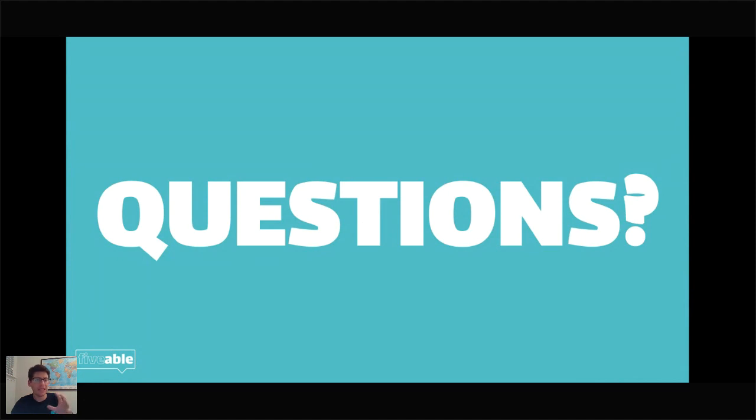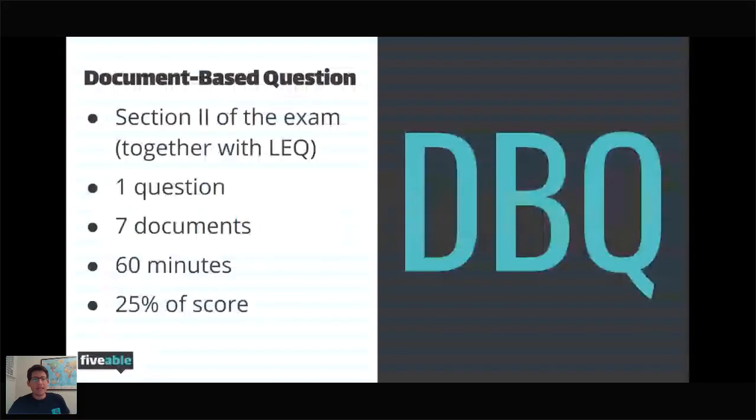Looking at the votes, it looks like things have figured out. Maybe as we go through these, people's votes change on what section of the exam they're most concerned about. And again, if you're watching this after the fact, of course, you'll find a lot more resources here on Fiveable that will give you more information about both of those sections of the exam. So that said, no questions down in the chat.